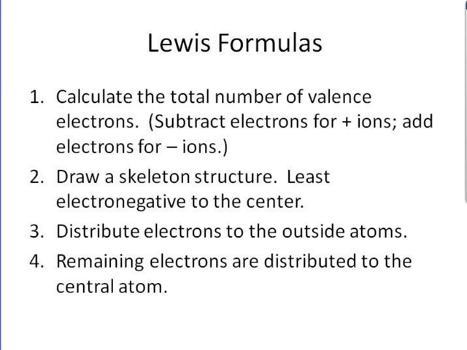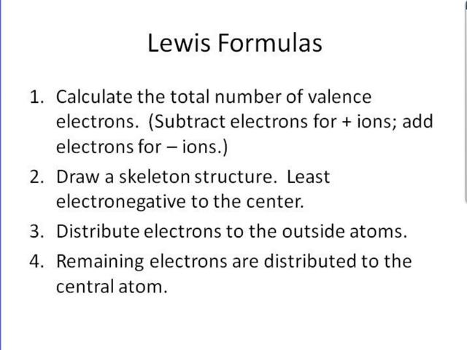Second step, draw a skeleton structure. It says to put the least electronegative atom in the center. And really what you need to do is look at your periodic table. Remember those elements that are furthest to the bottom and the left are going to be the least electronegative. Things close to fluorine are going to be highly electronegative, and they want to be on the outside. Third, distribute electrons to the outside, and any remaining go to the center.